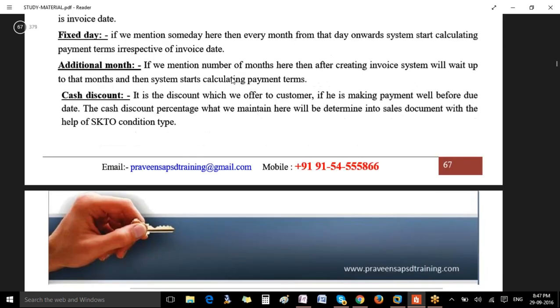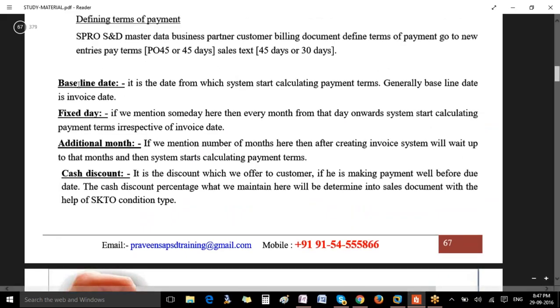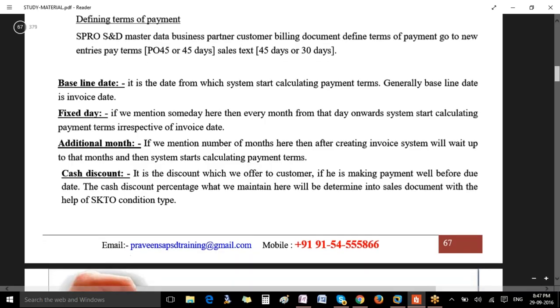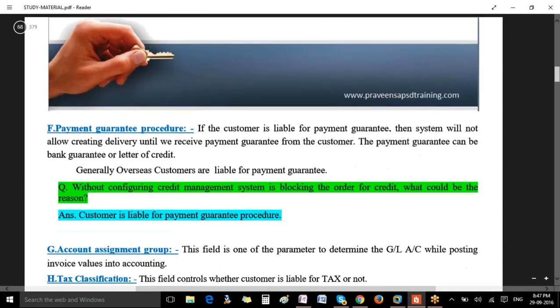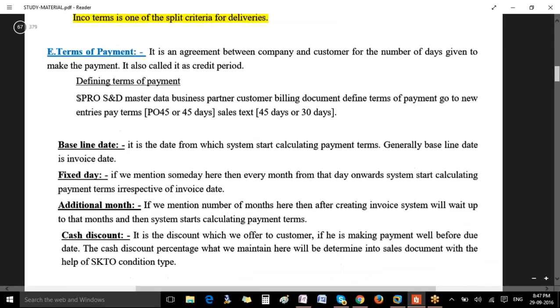Okay, so the next is, you have some terminologies here which you need to know. It's not that important, but if you know, it's good. So baseline date, fixed date, additional value, just go through them theoretically, that's it. And if you go to the configuration of payment terms, if you go to this menu path, you'll be seeing them there.